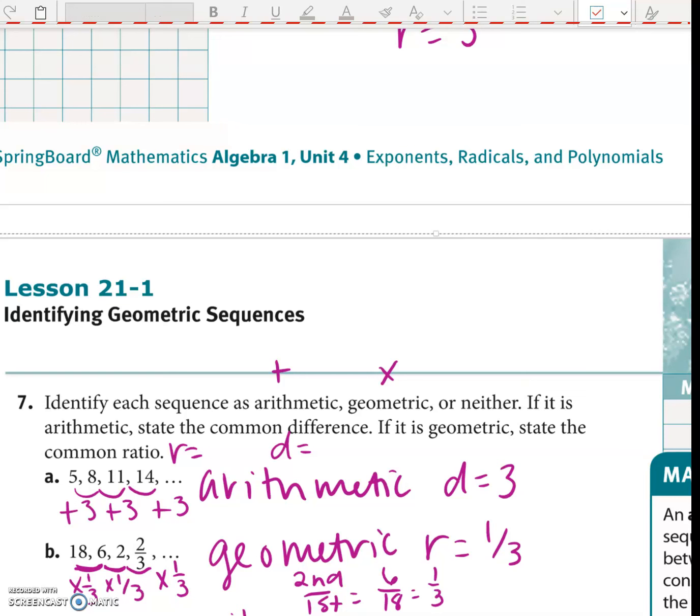So if I have -1, I want to get +4. That means I need to multiply by a -4. Well, if I do 4 times another -4, that gives me -16. -16 times -4 gives you +64. So this one's going to be geometric with a common ratio of -4.